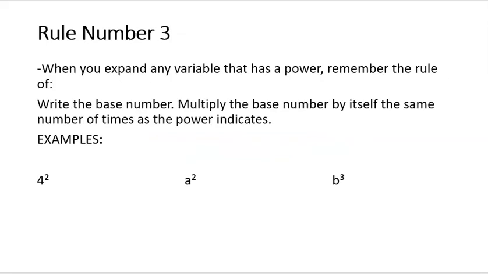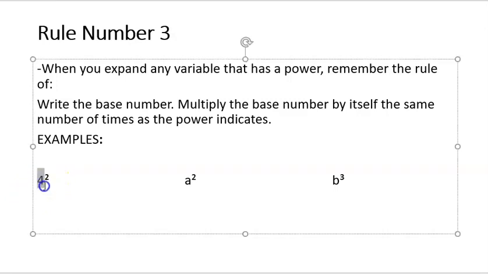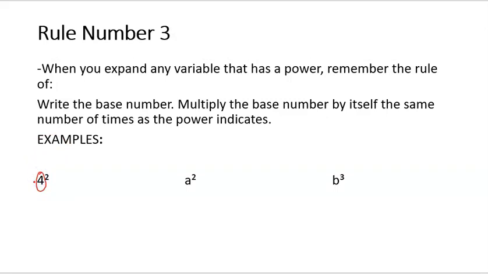Rule number 3: when you expand any variable that has a power, remember the rule of writing the base number first and then multiplying the base number by itself the same number of times as the power indicates. So what does that mean? Let's look at the first example. We have 4 to the power of 2, or 4 squared. 4 is the base number. So we write the base number and we multiply that base number by itself this many times. It's telling us to multiply 4 by itself 2 times. So that would be 4 multiplied by 4.